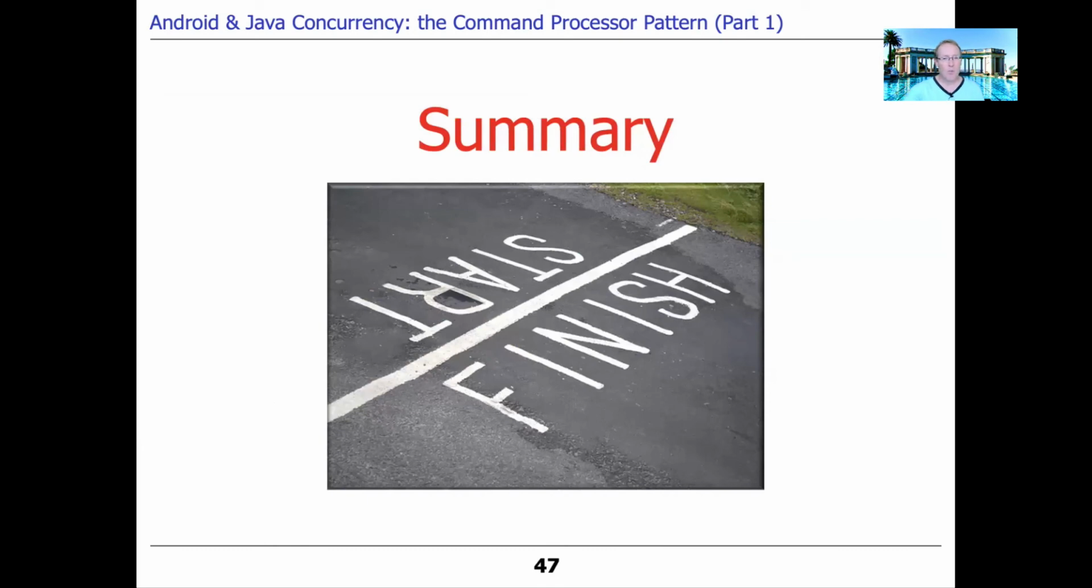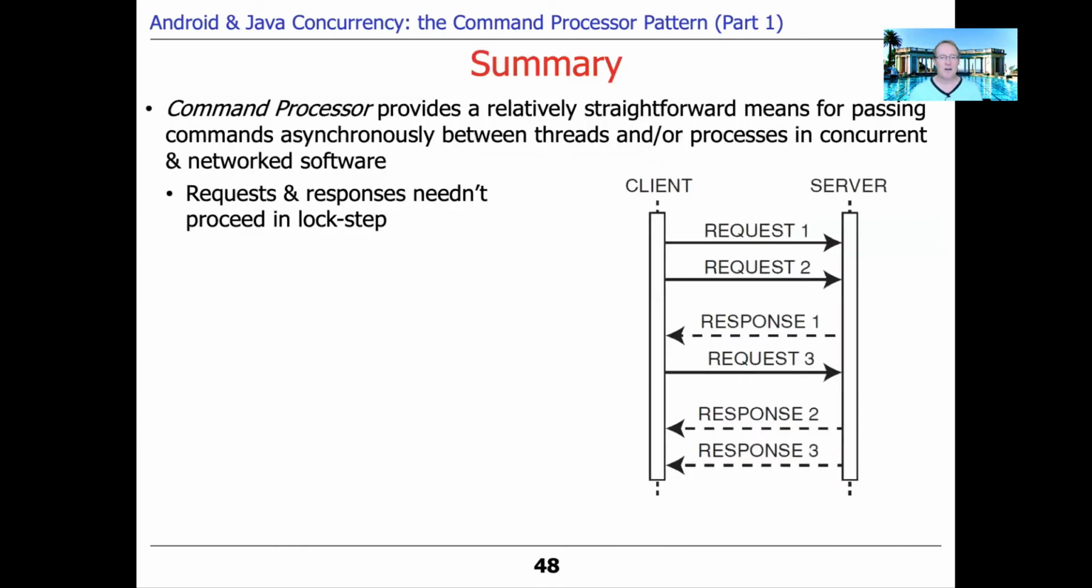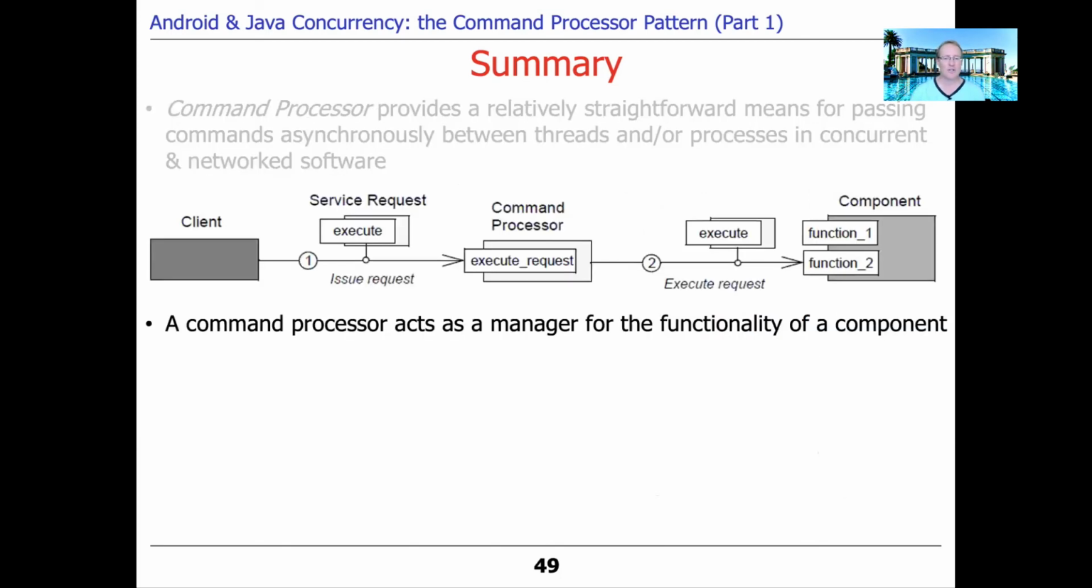So to summarize this part one discussion of the command processor pattern, this pattern provides a relatively straightforward means for passing commands asynchronously between threads and/or processes in concurrent and network software. Our focus here, of course, has been primarily on passing commands asynchronously between threads, but be aware this generalizes to inter-process and inter-machine communication. The nice thing about this is requests and responses don't need to proceed in lockstep. They don't have to go request, response. You can do request, response, response. So it gives you more flexibility if you need two-way communications at all, of course.